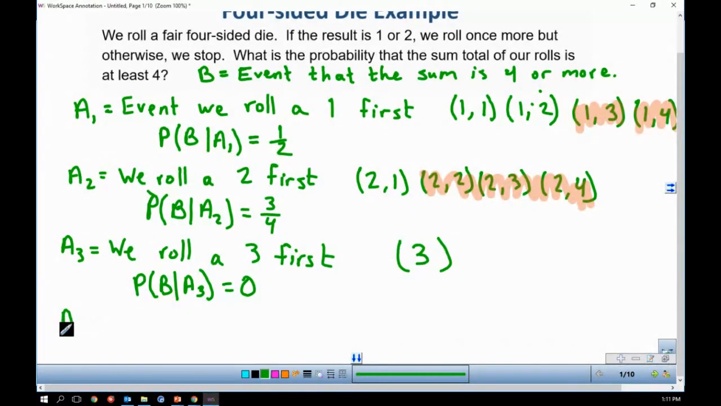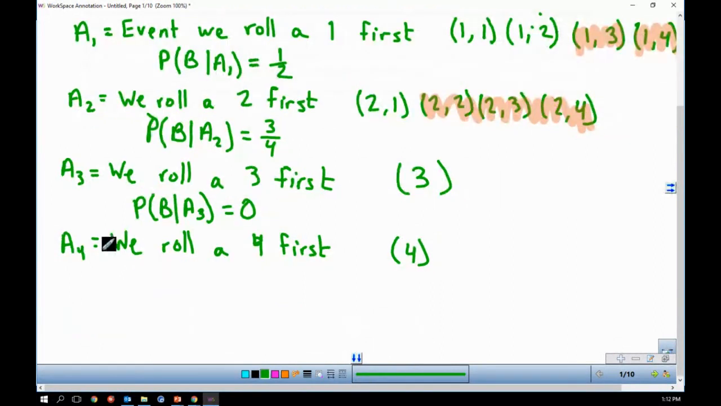And then we have A4. We roll a 4 first. That'd be 100%. I roll a 4. What's the probability that B occurs, given I get a 4? 1. It's guaranteed to occur.